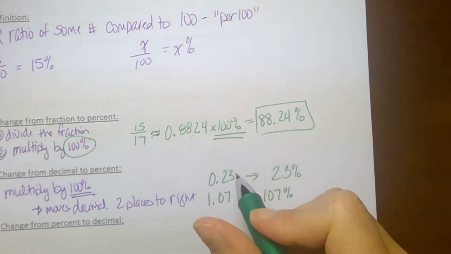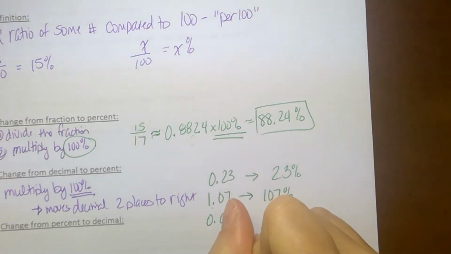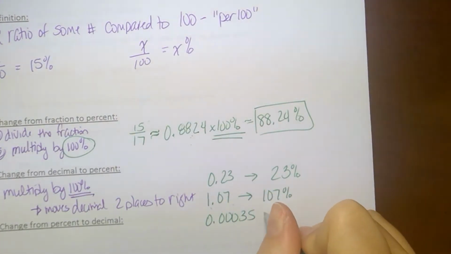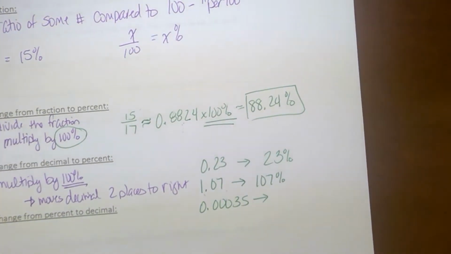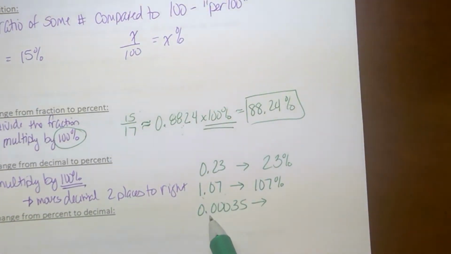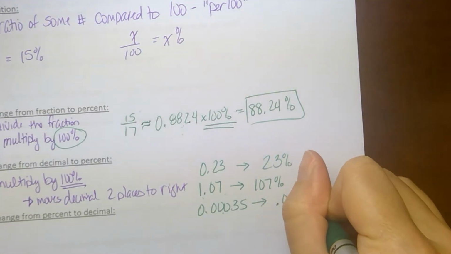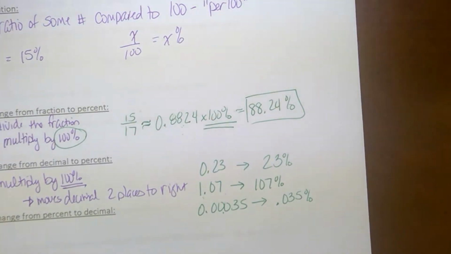What if I had something really small? What if I had 0.00035? Well, when I change that to a percent, I'm still just moving my decimal 2 places. 1, 2 puts the decimal here, so that I would have 0.035%. Notice that my percentage can be tiny, or it can be more than 100. I can have more than 100%.